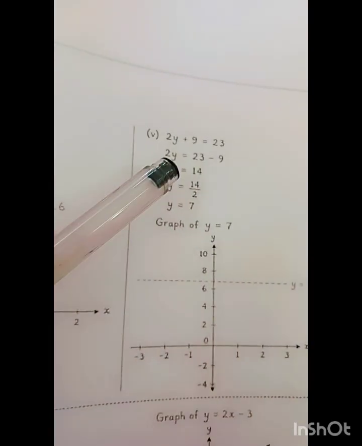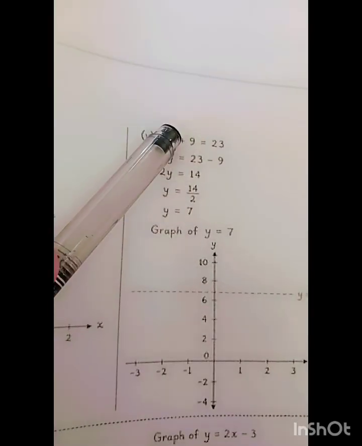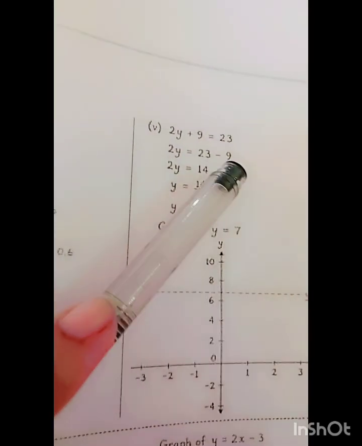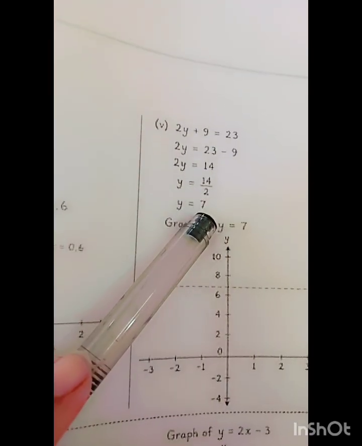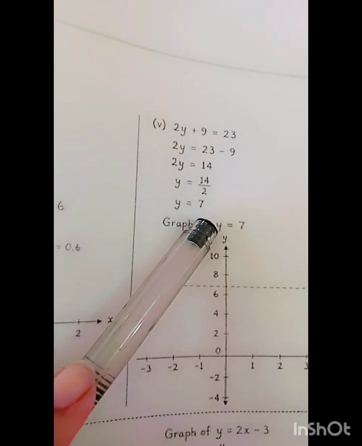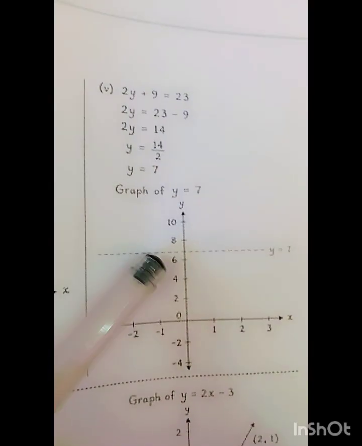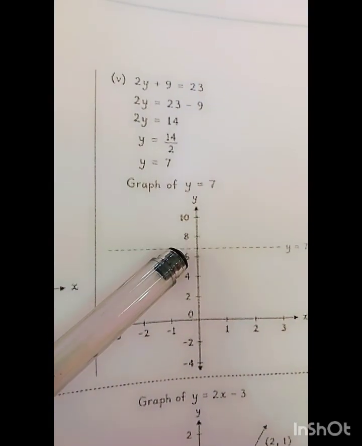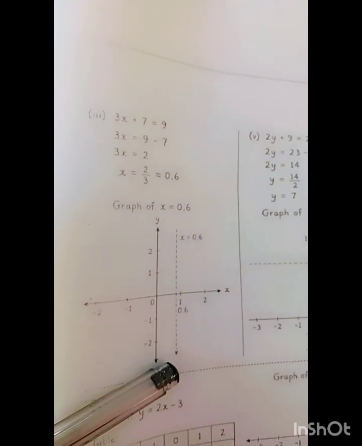Now here 2y plus 9. So we will find y from here. 9 will be shifted there and subtracted, we get 14. 2 will be divided into 14, we get 7. So y equals 7. So y 7 means here is positive y, between 6 and 8 we get 7. So for y we draw a horizontal line and for x we draw a vertical line.